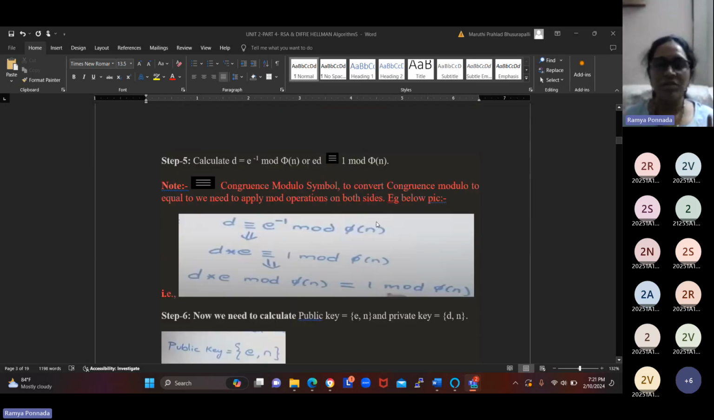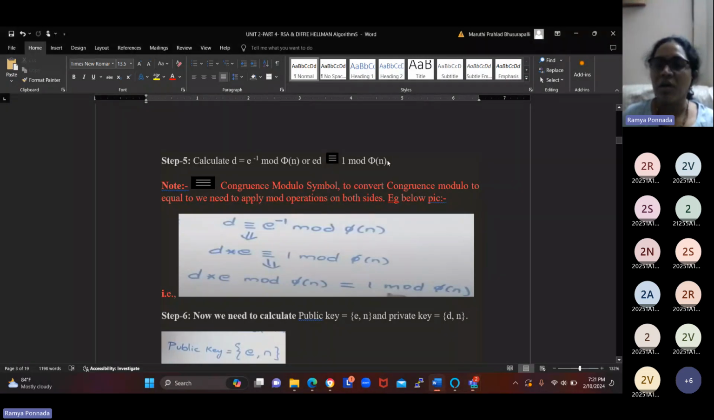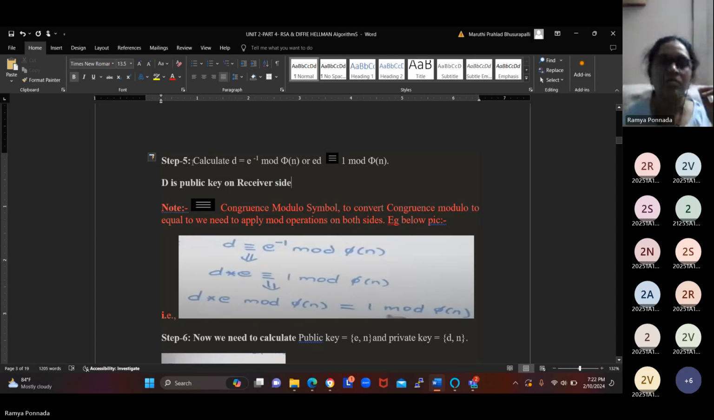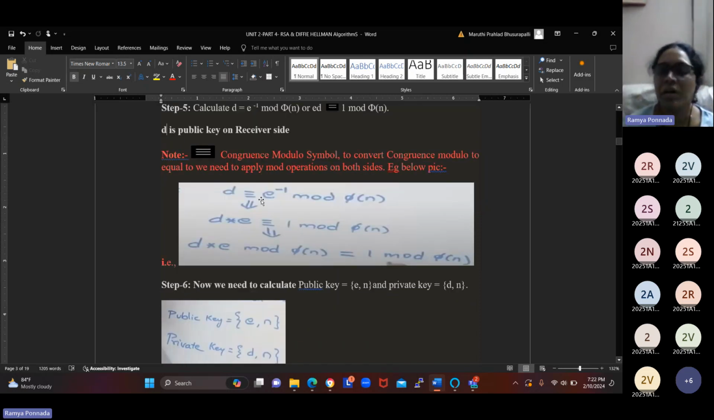Now let us come to step number 5. What is going to happen in step number 5? Next you need to find your D. This D is going to be the key on the receiver side. So D is going to be the key on your receiver side.